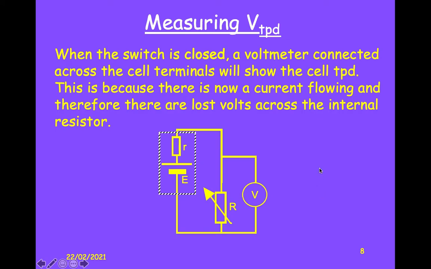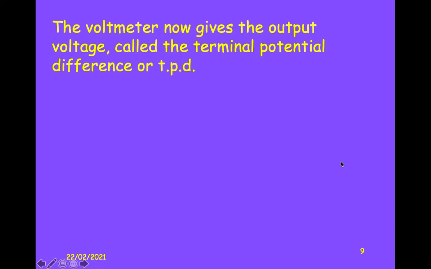To measure the TPD, or what voltage we actually have available to us, we just put something into the circuit and then measure the voltage across that component, often a variable resistor. So this voltmeter would then record the TPD, and then we would know the difference between that and the e.m.f, and that would be the lost volts.